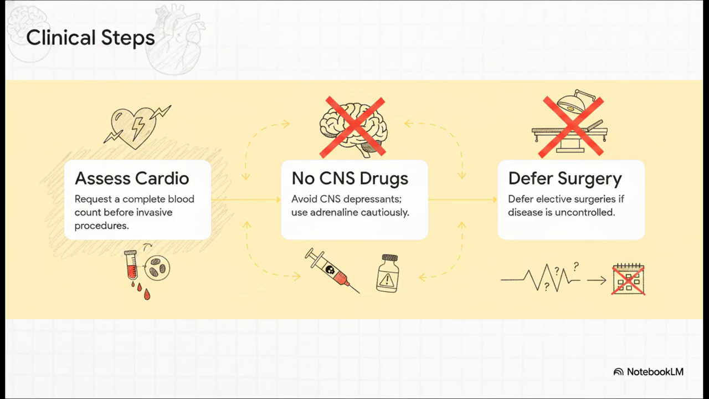Let's break this down into 3 crucial, actionable steps you need to memorize to prevent a medical emergency. Step 1. Always assess their cardiovascular status and request a complete blood count before doing any invasive procedures. Remember, their heart rate is already compromised. Step 2. Avoid central nervous system depressants entirely. Their system is already artificially depressed, so using CNS depressants is a huge red flag. Also, use adrenaline with extreme caution. And step 3. Defer all elective surgical procedures if their disease is undiagnosed or poorly controlled. Honestly, it is just not worth the risk.